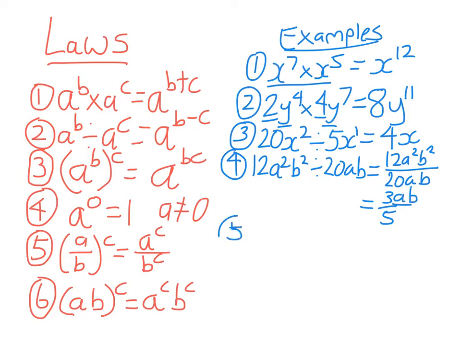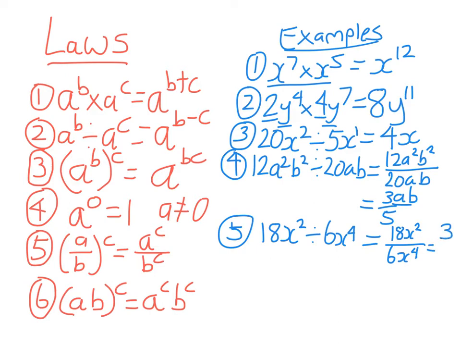Sometimes you will have an expression on the bottom. So if I have something like 18x squared divided by 6x to the power of 4, I have 18x squared on top, 6x to the power of 4 on the bottom. So 18 divided by 6 is 3 on top.